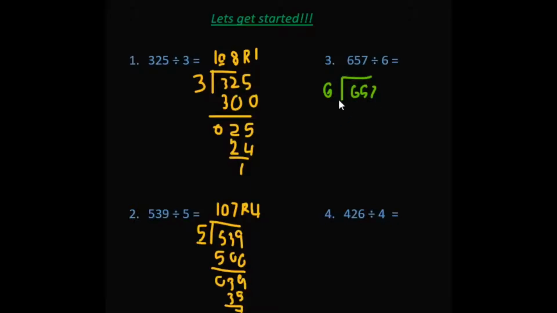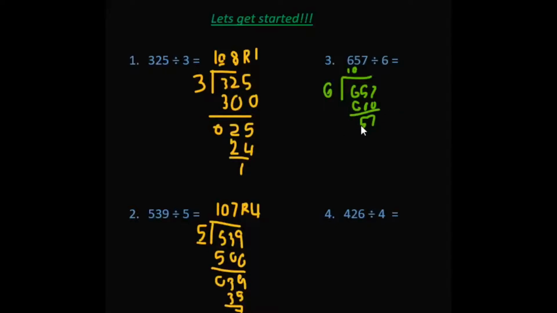Okay, and now 6 goes into 6 once. So 600. Okay, then 57, because 657 minus 600 is 57. Okay, so now 6 goes into 5 0 times, so we have our little 0 in the quotient again. And now we have 57.